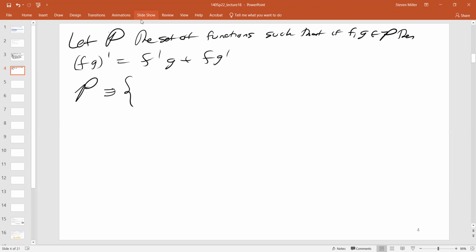Can you give me some elements in P? X. What else? We don't know x plus 1. Now, there is a gap. Now, maybe I'm just tired this morning, but there's a gap before x. What function might be able to be put there?